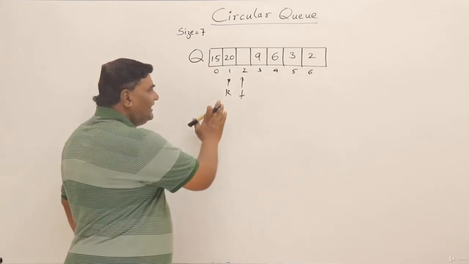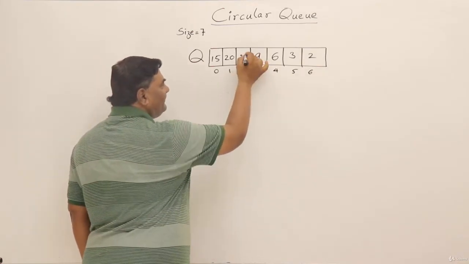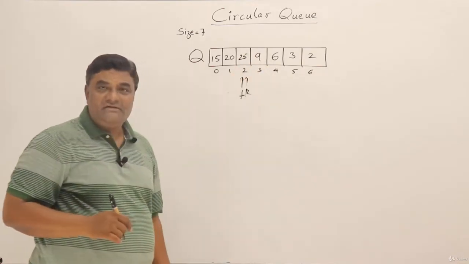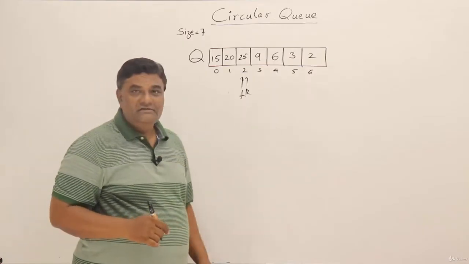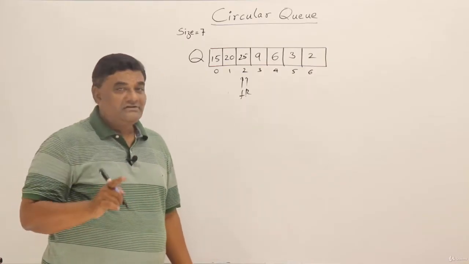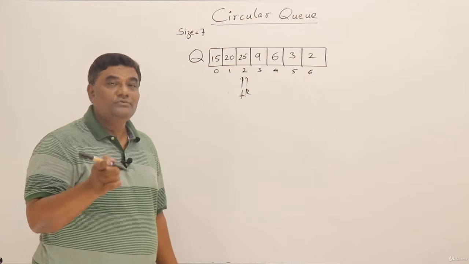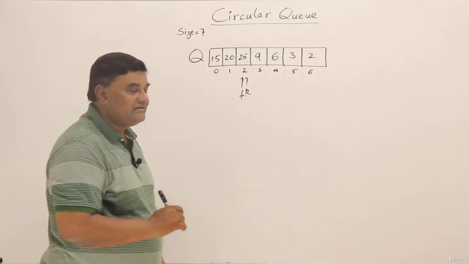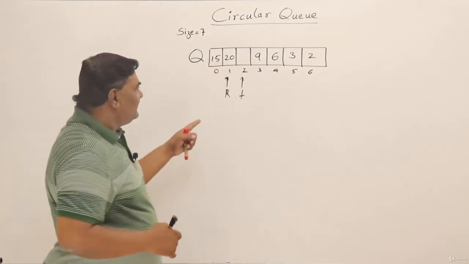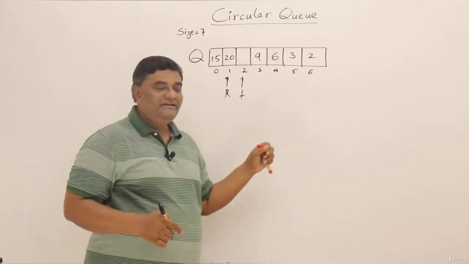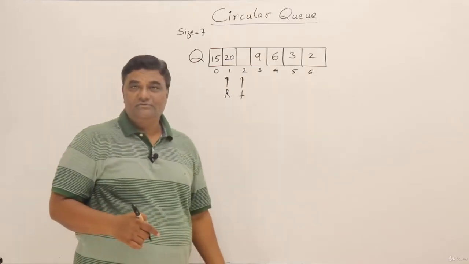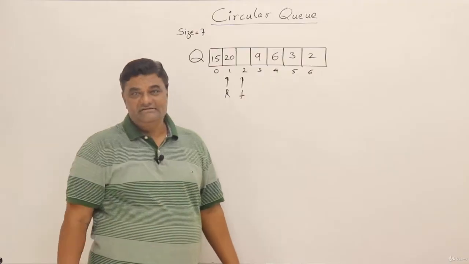Let me show you. I will insert one more element, 25. Now front is equal to rear. Is it full or empty? See, actually it is empty condition. So that is the reason we will not use that place wherever front is pointing. So rear is at this place. If the size of an array is 7, how many elements I have stored? Only 6 elements I have stored. We cannot use all 7 places.